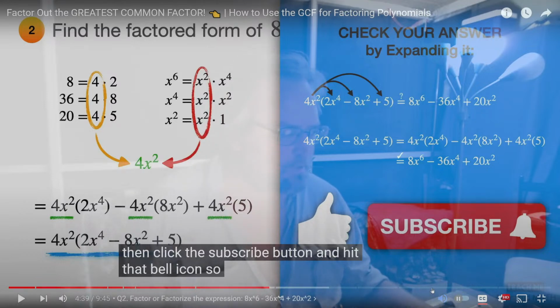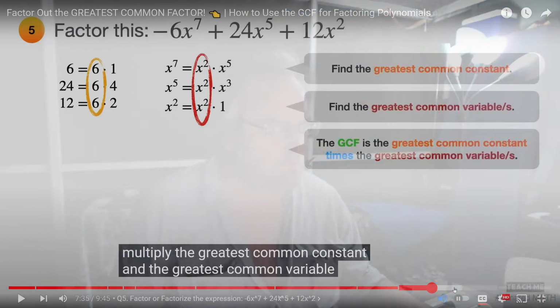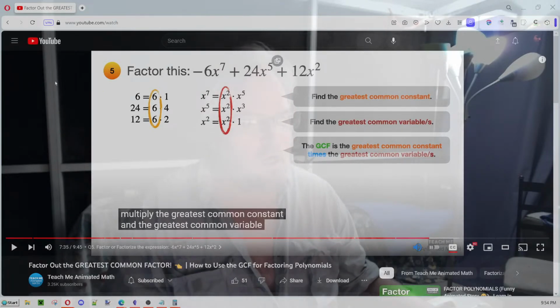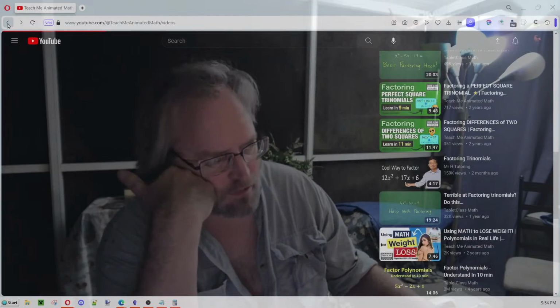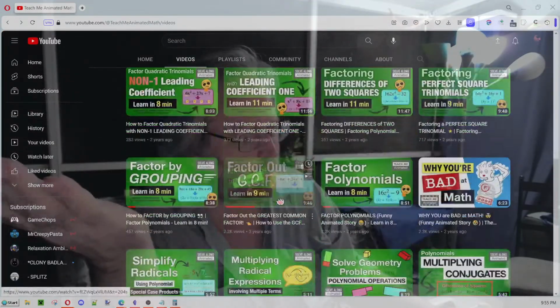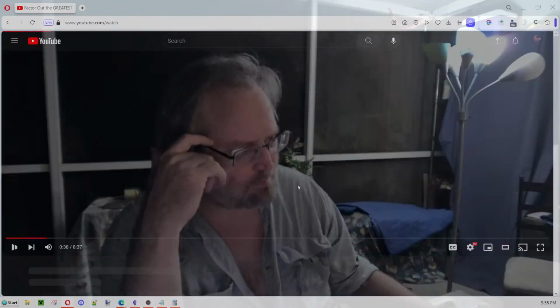Got it. Do I need to do more of these? No, I don't need to do more of these. So we did enough of those. That was the greatest common factor. What I really wanted, okay, factor by grouping.